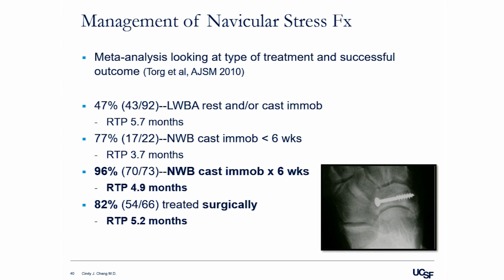Torg came back in 2010 and did another study, and this is a meta-analysis. Again, looking at how to manage them. If you look at the bottom, 96% non-weight bearing cast immobilization for 6 weeks, they all healed. 96% healed. Return to play was 5 months. 82% treated surgically healed, return to play 5 months. So better healing rate with this than with surgery. And return was a little bit longer, surgically.